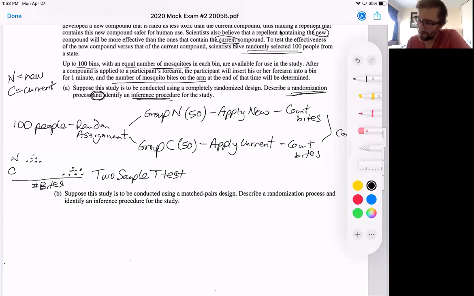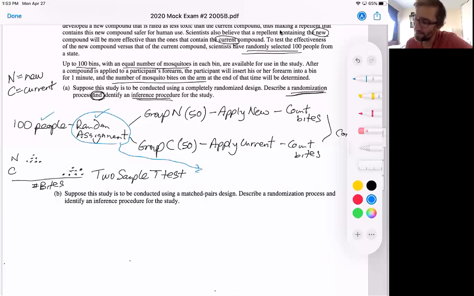So that's the inference procedure, a two-sample t-test. To answer the question, though, like I said earlier, the diagram isn't sufficient. So you'd want to say, we'll have 100, so just make sure you hit each of these. We're going to take 100 people. We're going to randomly assign them. Now we have to elaborate on that. So maybe we'll elaborate on that down here. And really, I guess this question just says describe a randomization process and identify the procedure. So it doesn't ask you to design the whole experiment, but I thought since we're here, let's just talk about it, how you would do that if you were asked to design the experiment.